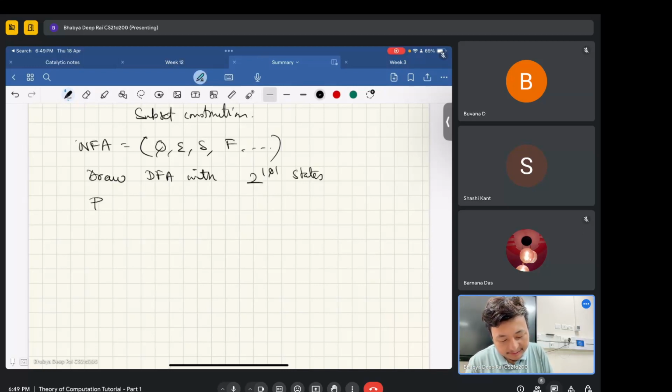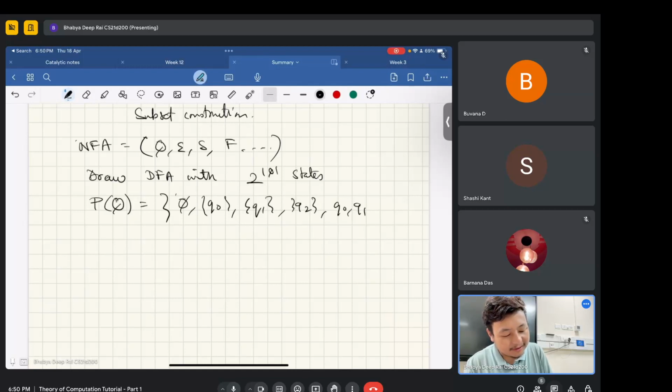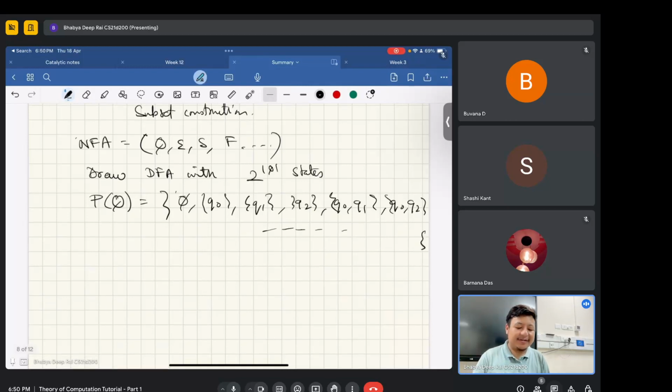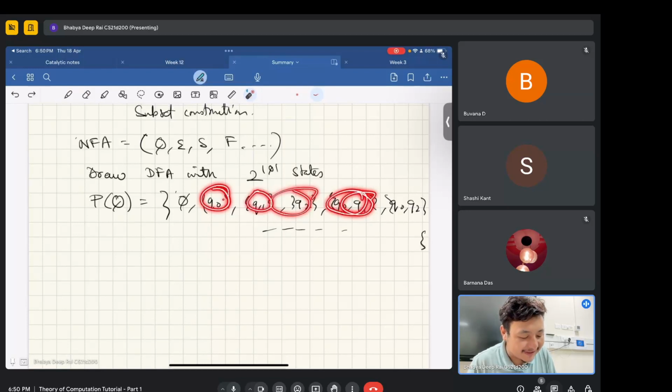Why? This is nothing but the power set of Q, which looks like phi, Q0, Q1, and Q2, and Q0, Q1, and Q0, Q2, and so on. What is the size of this? The size of the power set is 2 to the power of the size of the states. That's why the size of the power set of Q is 2 to the power of the size of Q. And what does this represent? Now consider each of these sets as a separate state.